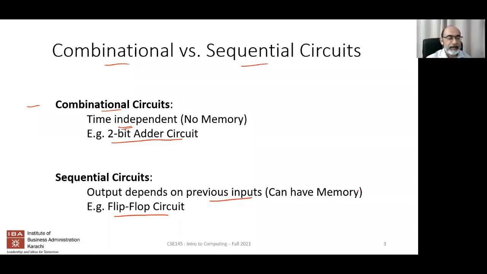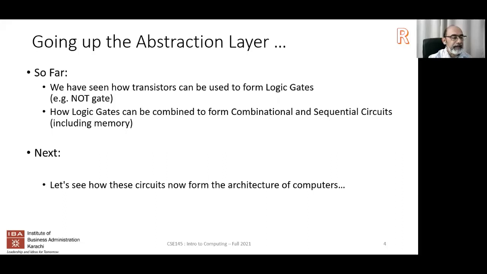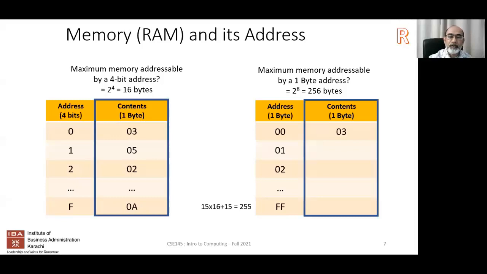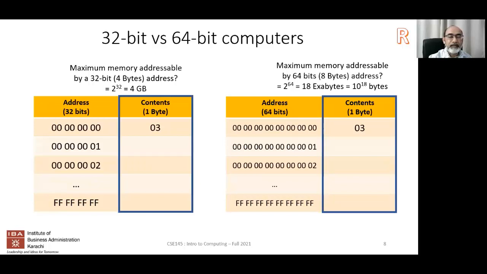Then we went up the abstraction layer and started looking at the architecture of computers. We looked at the CPU, the bus, the main memory, and how the memory can be addressed. We saw the differences between different sizes of addresses. For example, a 64-bit computer would be using 64 bits for the addressing portion of the memory, and so could have a much larger memory.